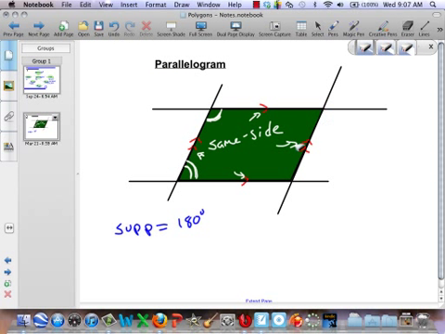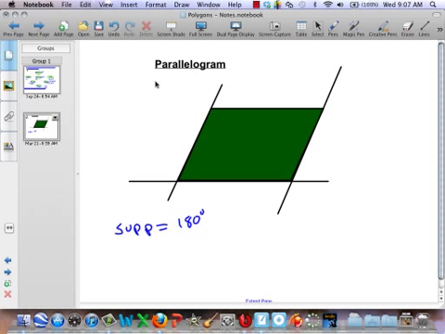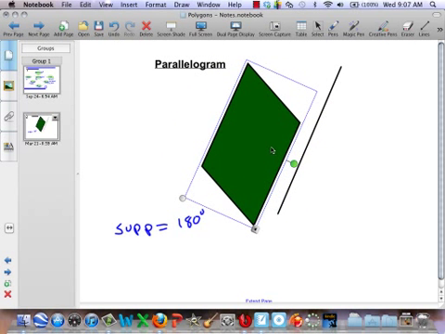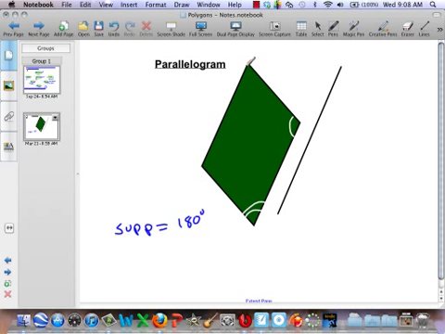I'm going to get rid of a lot of stuff and start clearing the way. Then if I take my parallelogram and rotate it, and look at this angle and this angle, again, what's true about those two? They're between two parallel lines. I've got my transversal, so again, these two are also supplementary. That's one of the things I want you guys to know.